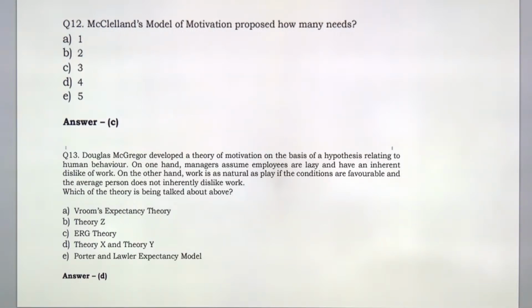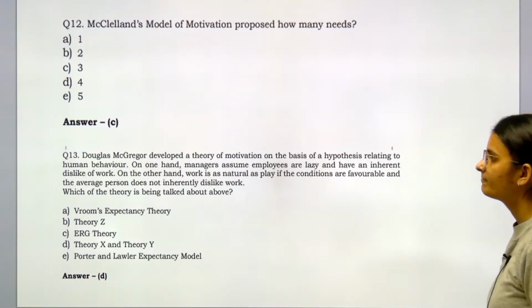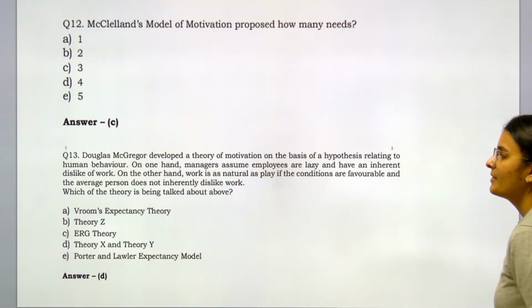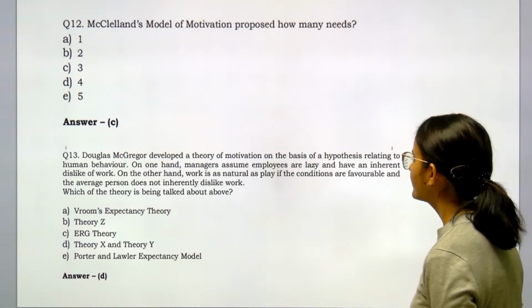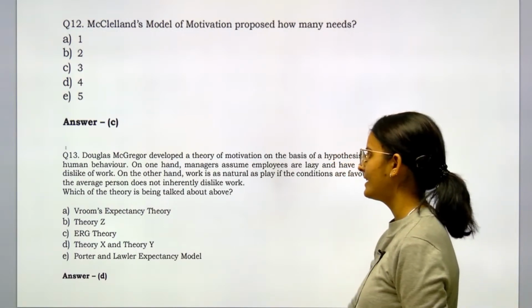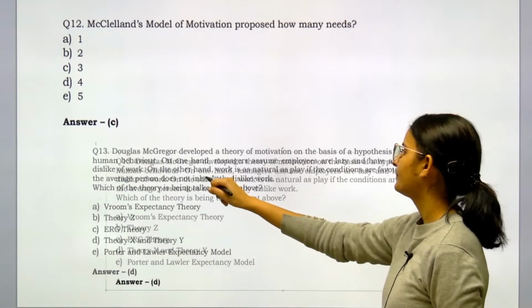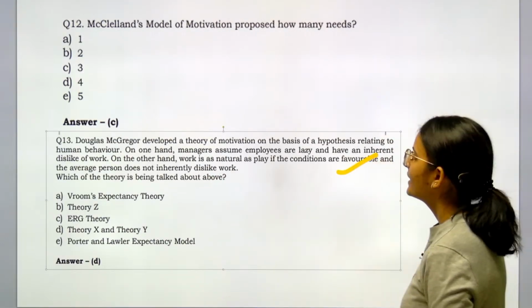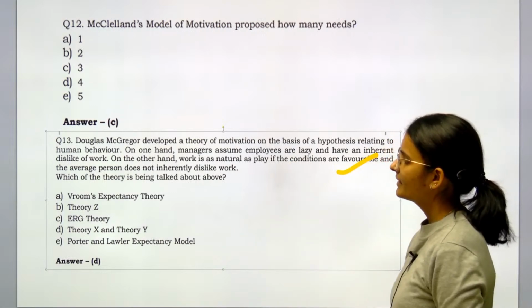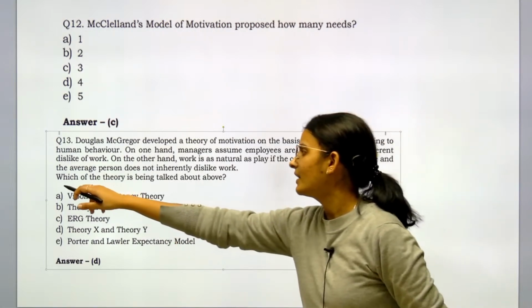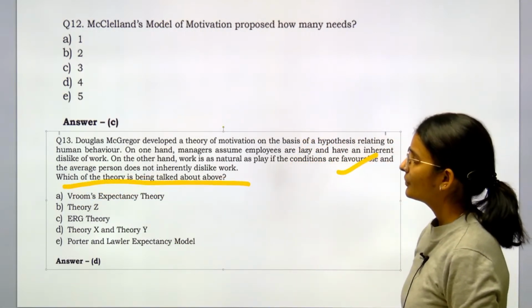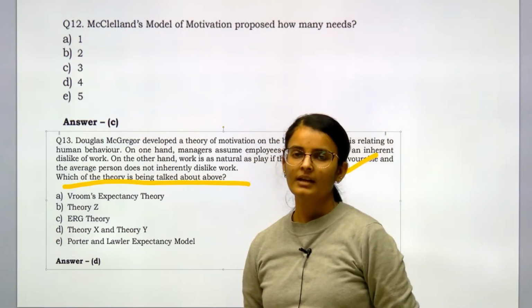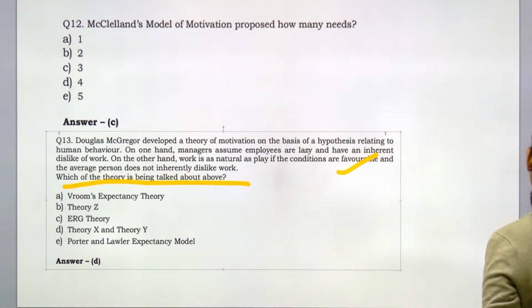McClelland's model of motivation proposed how many needs? Now, one question on Douglas McGregor, who developed a theory of motivation on the basis of hypotheses relating to human behavior. One hand, the manager assumes employees are lazy and have an inherent dislike of work, so they will explain the theory. Now they are asking which is the theory being talked about. So you don't just have to mug up the name of the theory, you have to mug up who discovered that theory or who introduced that theory.